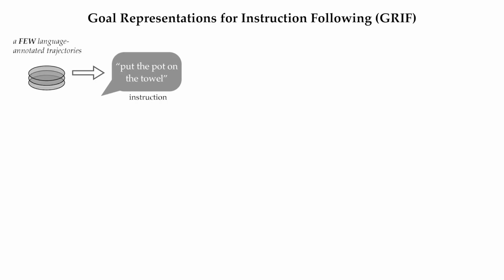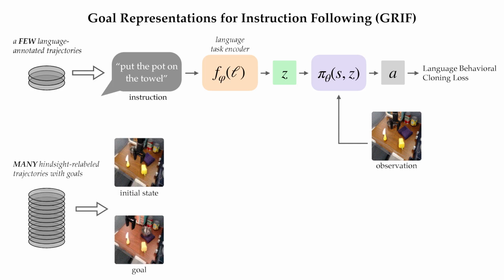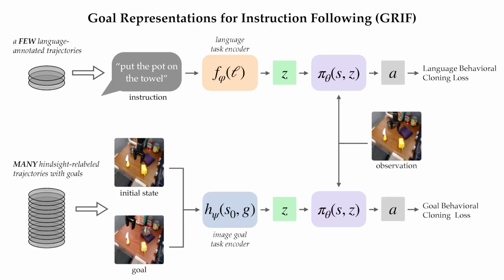Let's go through our training process. We start with a small set of language-labeled trajectories annotated by humans. We can generate task representation Z from these language labels and learn a policy on top of these tasks with behavioral cloning. We have a much larger set of unlabeled trajectories from which we can relabel end states as goals. We additionally learn task representations from these goals that represent the change from the start. We use behavioral cloning on these tasks to tune the policy further.